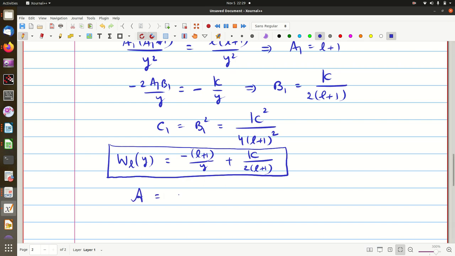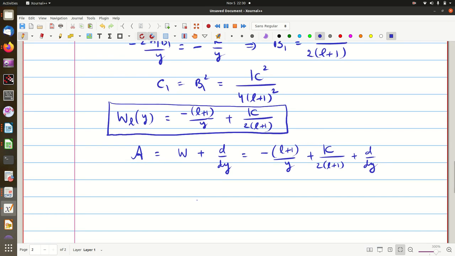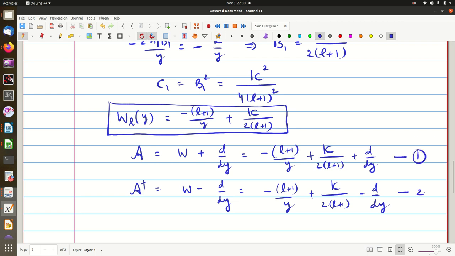A was W plus d/dy. So that is minus of l plus 1 by y plus kappa by 2 times l plus 1 plus d/dy. And A dagger is W minus d/dy. So that will give us minus of l plus 1 by y plus kappa by 2 times l plus 1 minus d/dy. Okay, so these two we will be using later on. So let us mark them 1 and 2.